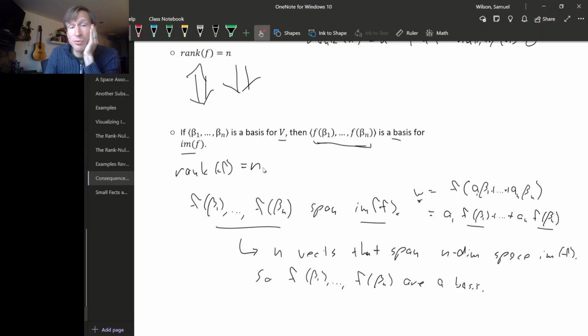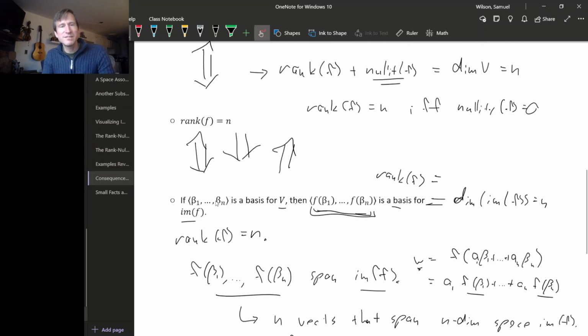So now let's prove the other way. Suppose that if beta 1 through beta n is a basis for v, then f of beta 1 through f of beta n is a basis for the image. Well, if this is a basis for the image, this immediately shows that the dimension of the image of f is n, but the dimension of the image of f, that's what we call the rank. So we know that the rank of f is n. So that shows this way.